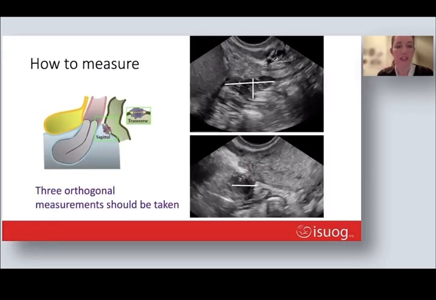How to measure bowel lesions? It is recommended to perform measurements in 3 orthogonal diameters, which means that we have to assess bowel lesions in 2 different directions, in sagittal and transverse direction, and perform 3 orthogonal measurements of the lesion.